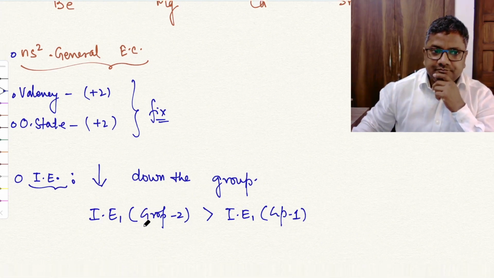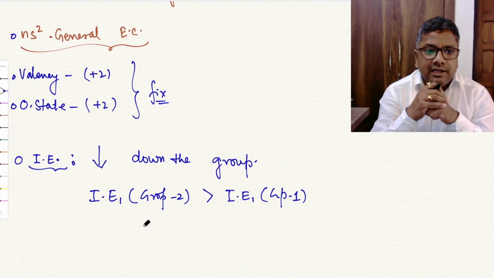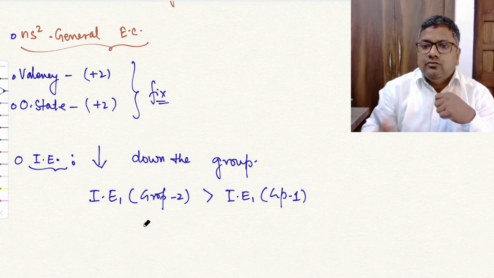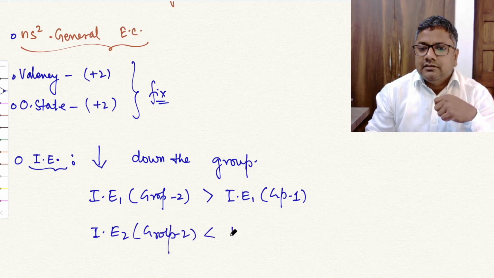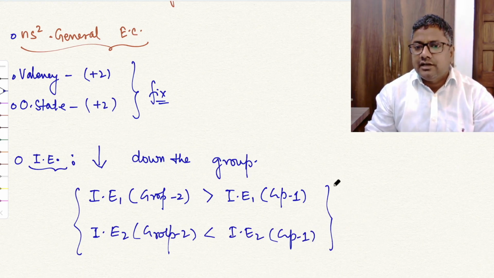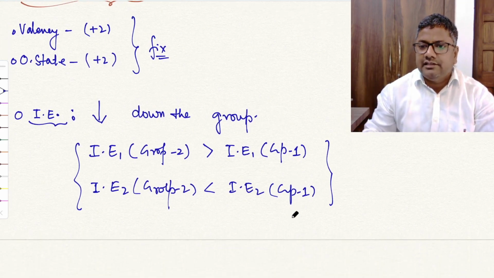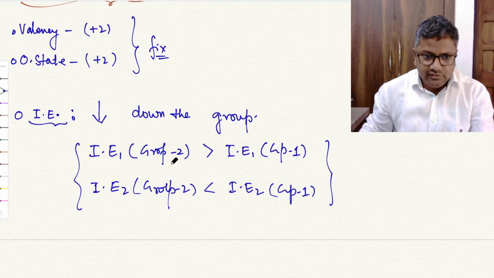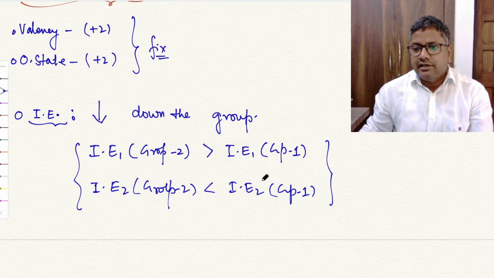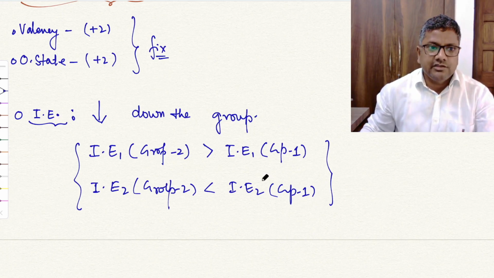It is clear. But remember, IE2 of alkali metals is much larger than IE2 of group 2. So the IE2 of group 2 is less than the IE2 of group 1. This all depends on electronic configuration and size. All of you know this from the periodic table and periodic properties: left to right size decreases and effective nuclear charge increases, so you can easily correlate ionization energy, right?